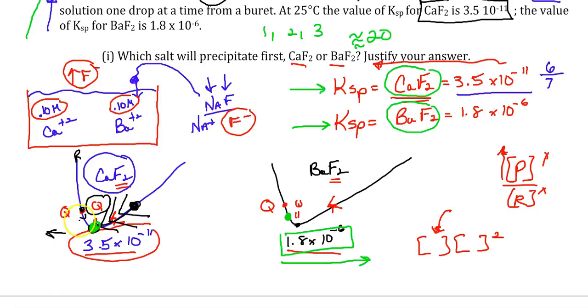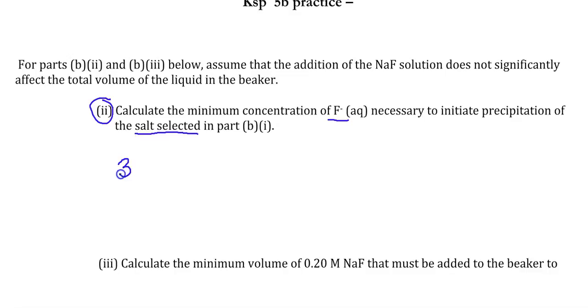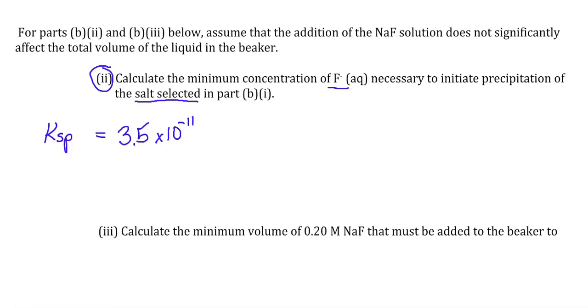It's all the same stuff here. So party people, what's our KSP here? 3.5 times 10 to the negative 11. So 3.5 times 10 to the negative 11 is my KSP for calcium fluoride. Okay, so that's my calcium fluoride.